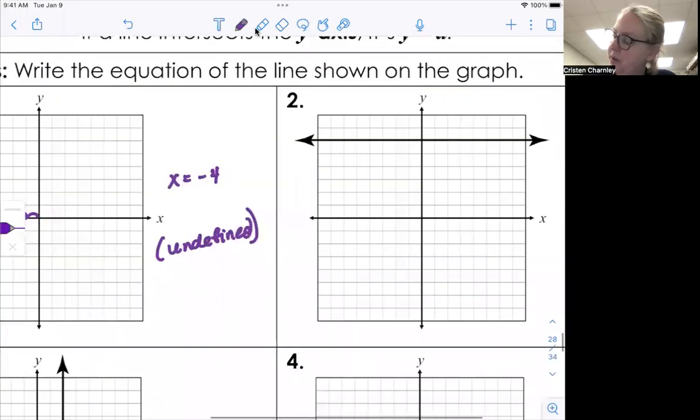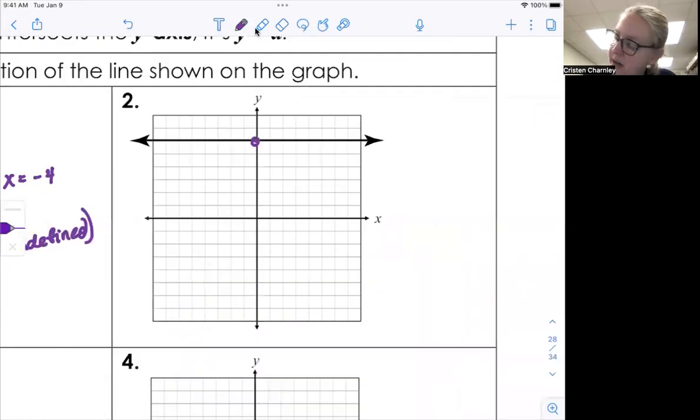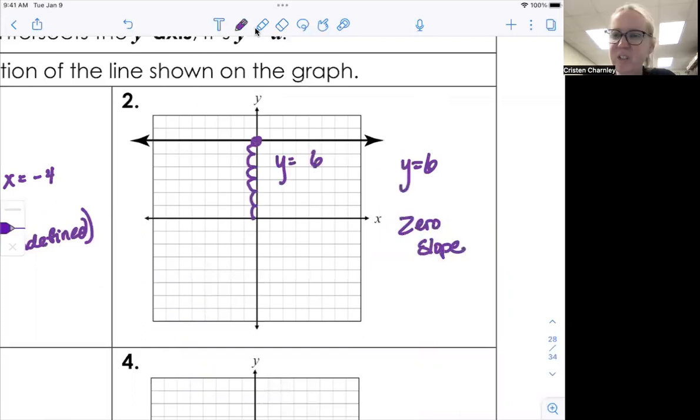Number 2 crosses up here. This crosses the y-axis. So I know it's a y equals, so I'm going to go up 1, 2, 3, 4, 5, 6. This is y equals 6. This is 0 slope. We watched slope in class. There's a difference between undefined slope and zero slopes. This one's zero slope.